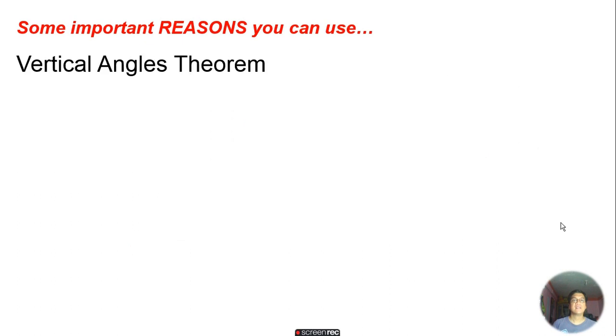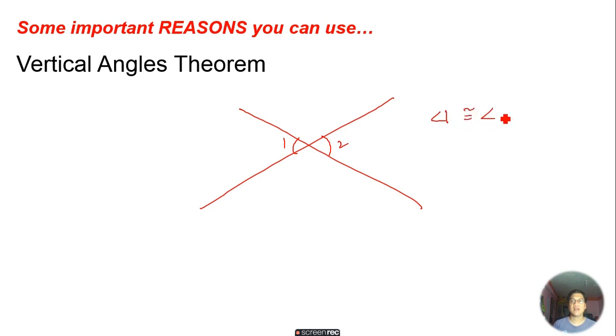Next, the vertical angles theorem. We know for a fact that vertical angles are always congruent. If we have angle 1 and angle 2, we say that angle 1 is congruent to angle 2 because they are vertical angles. So simply, we can just write under the proof VAT, vertical angles theorem. Say for example, this is also another pair, angles 3 and 4.